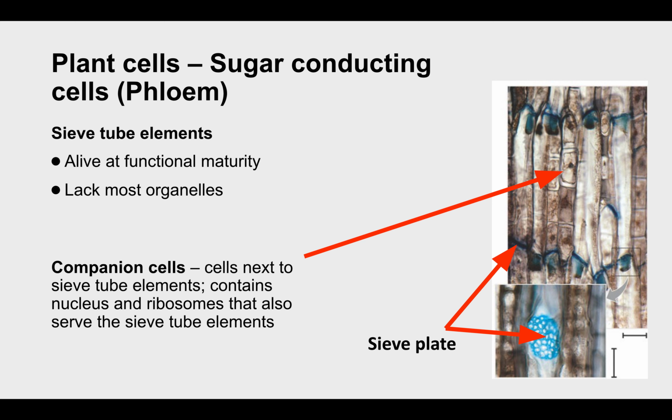They don't even have a nucleus, right? Most cells will have a nucleus that contains their DNA. These cells do not. So they have to rely on companion cells, right? And these companion cells will act kind of like the controller for these sieve tube elements. They contain a nucleus, they contain other organelles, they serve those sieve tube elements.